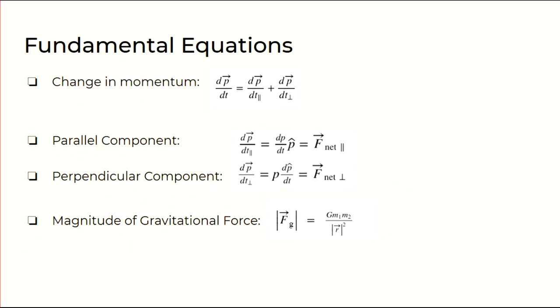Some of the fundamental equations that are especially used in the code include the change in momentum equation, which can be split into parallel and perpendicular components. These components have an equivalent relationship to the parallel and perpendicular components of the net force, and thus the net force equals the change in momentum over the change in time. And probably the most important in actually determining the mass of the black hole is the magnitude of the gravitational force equation, which is rearranged in order to find the mass.